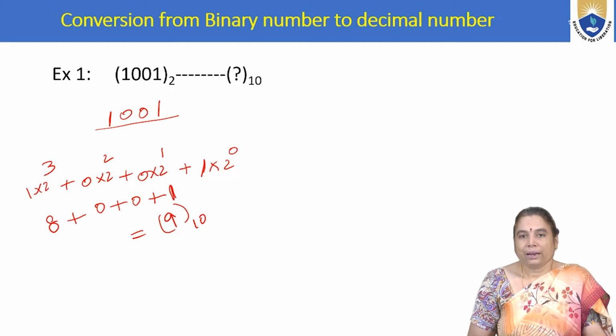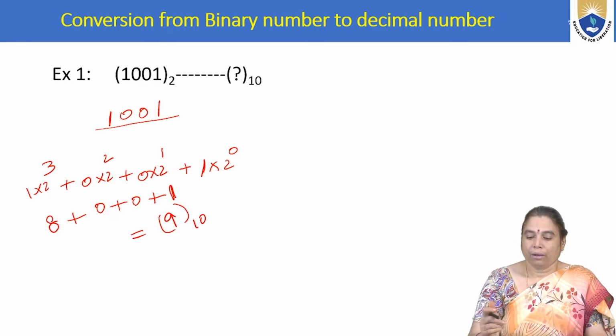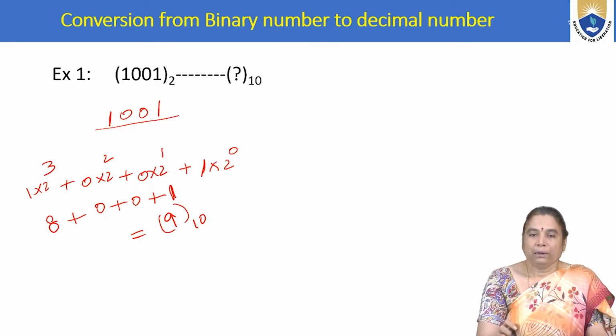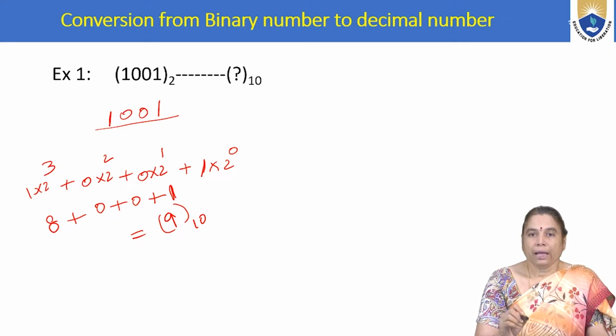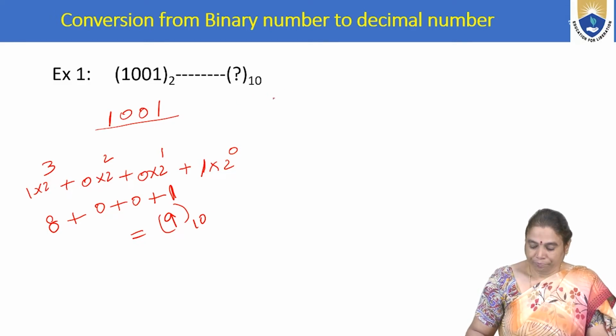So you can convert a simple binary number to decimal form by multiplying each digit by the corresponding positional value of that number system and adding the terms, so that we get the converted decimal number.